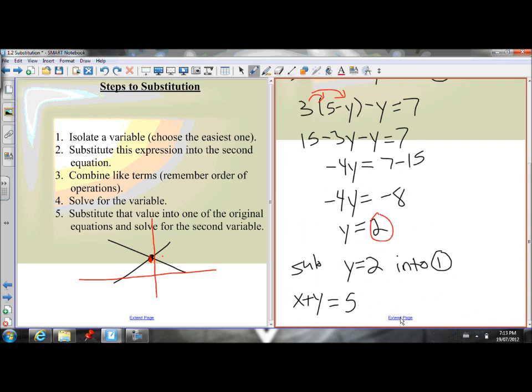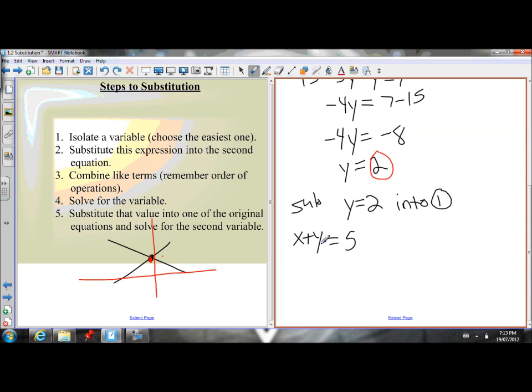Good. So now, plug in y equals 2. So x plus y is equal to x plus 2 equals 5. Solve for x. Move the 2 to the other side. 5 minus 2 will give me 3. That means my point of intersection, I now have the x and y coordinate. Point of intersection is 3, 2.